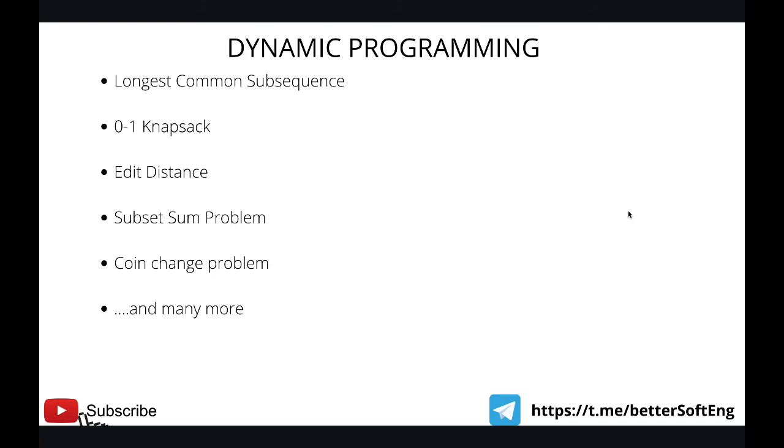Today we are going to discuss the very basics of dynamic programming. If we are comfortable with the basics, then we can apply these concepts to any problem that can be solved using dynamic programming. So let us start right away.